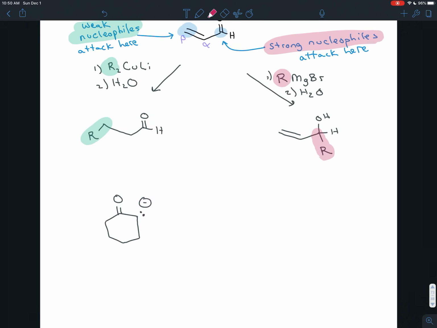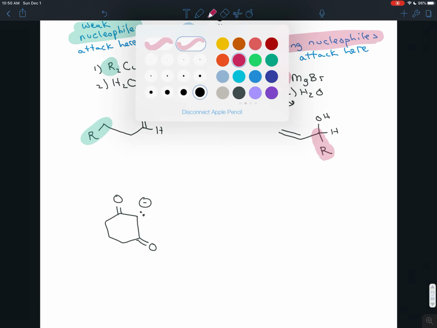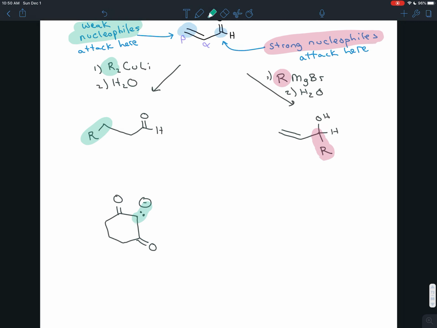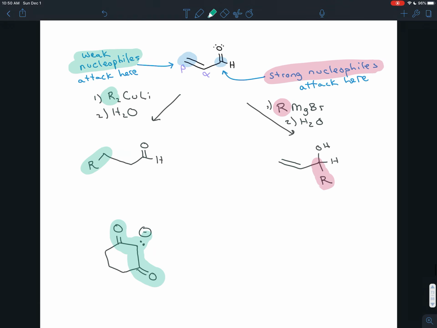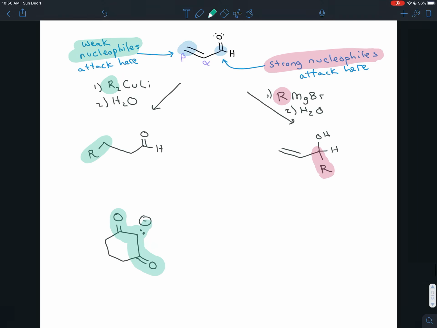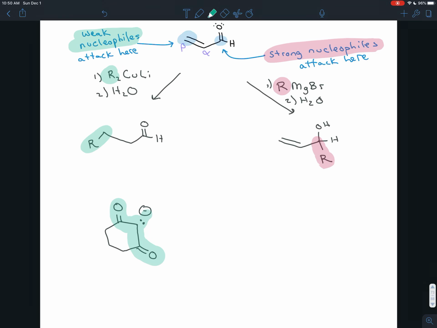But what you can do to stabilize it even more is to have a second carbonyl. And now those electrons in the lone pair are in a p orbital that's parallel to the p orbitals in this pi bond and in that pi bond. They're spread out over 5 atoms, so they're much more stabilized, and now it's a weak nucleophile, and it would attack the beta carbon of an alpha-beta unsaturated aldehyde or ketone.